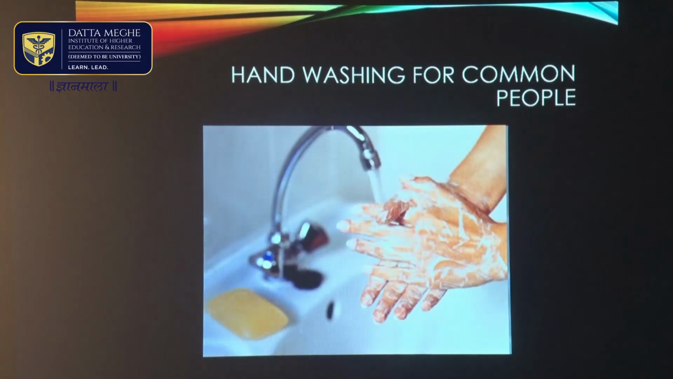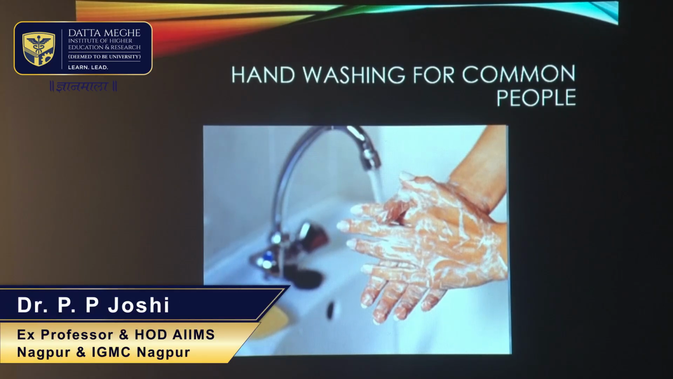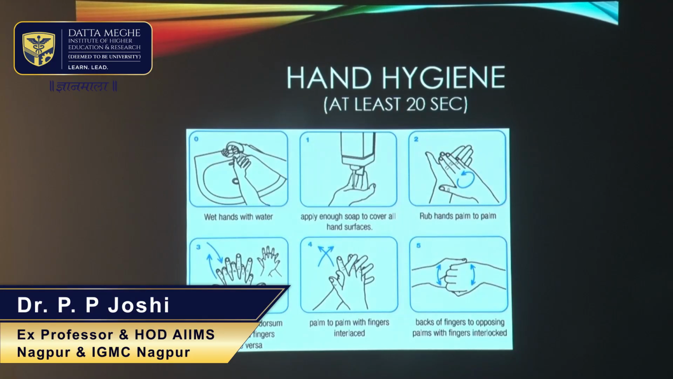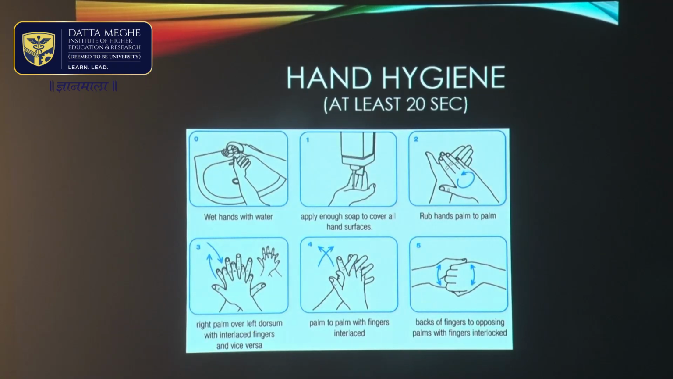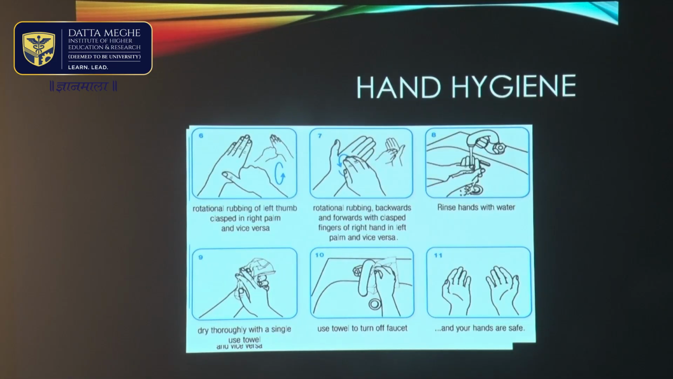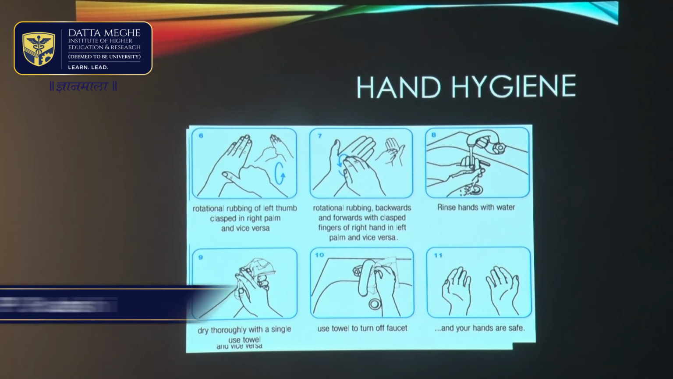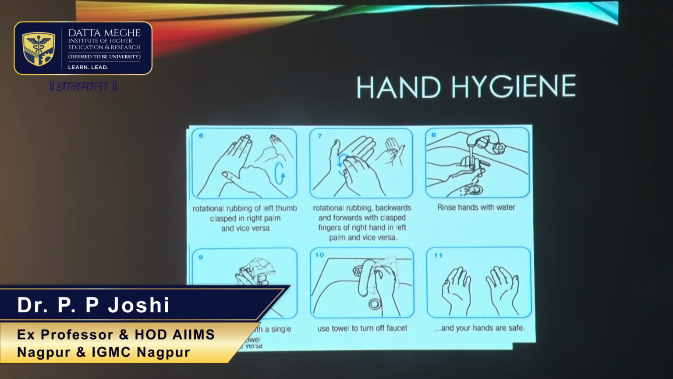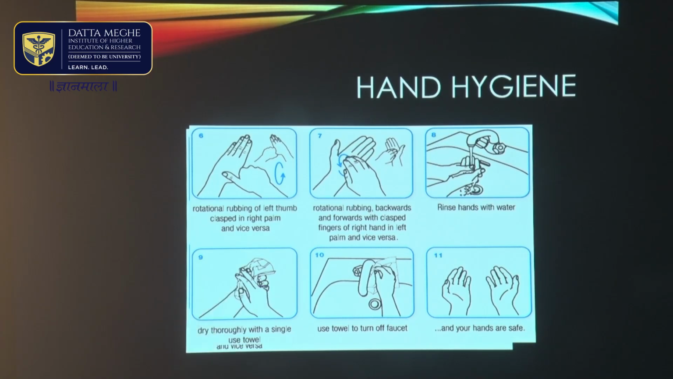Hand washing is very important for common people, and there is a particular technique by which hand washing has to be done, and this includes at least 20 seconds of hand washing. This is the perfect method by which hand washing has to be done, for at least 20 seconds. And this is another detailed illustration of how hand washing is not a question of just washing your hands, but washing them in a properly prescribed method, which is very important.